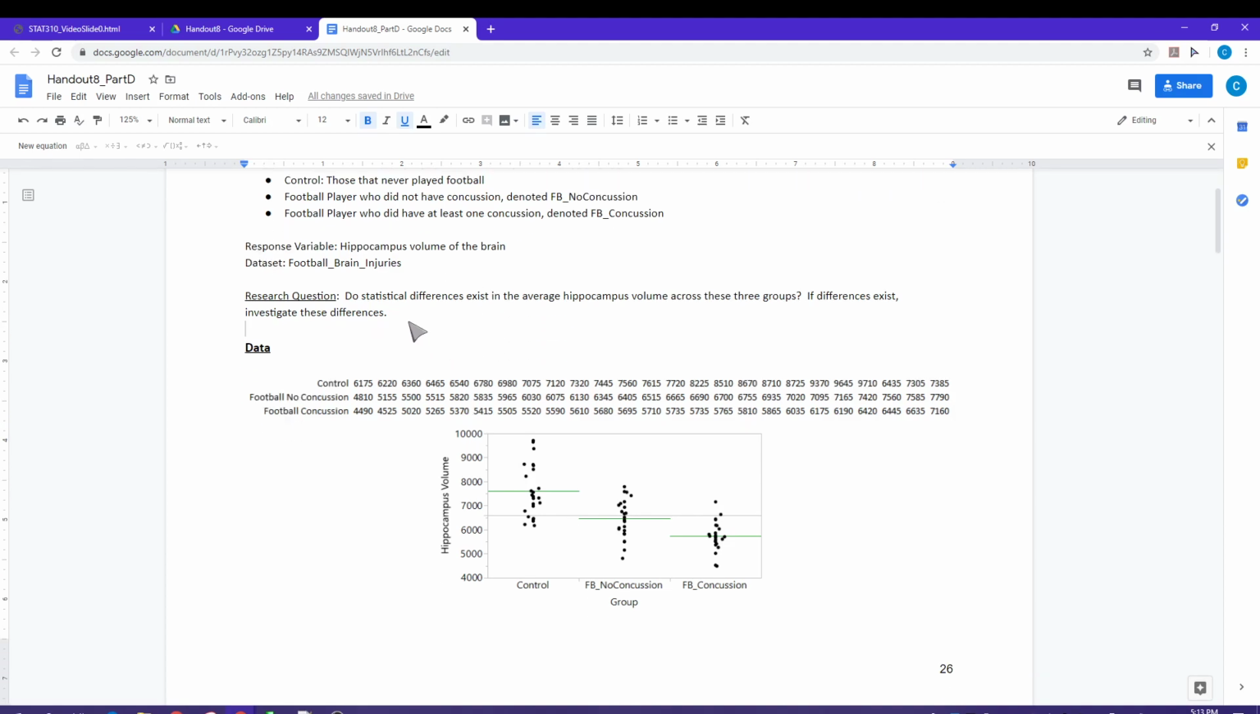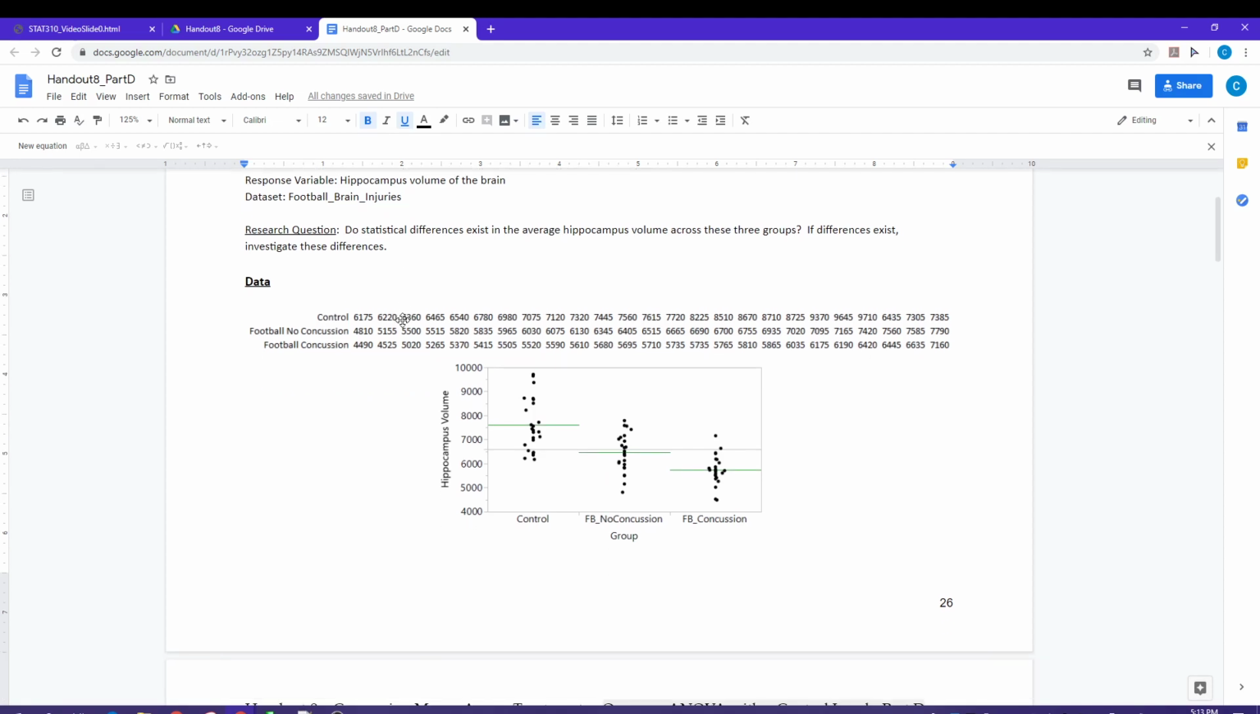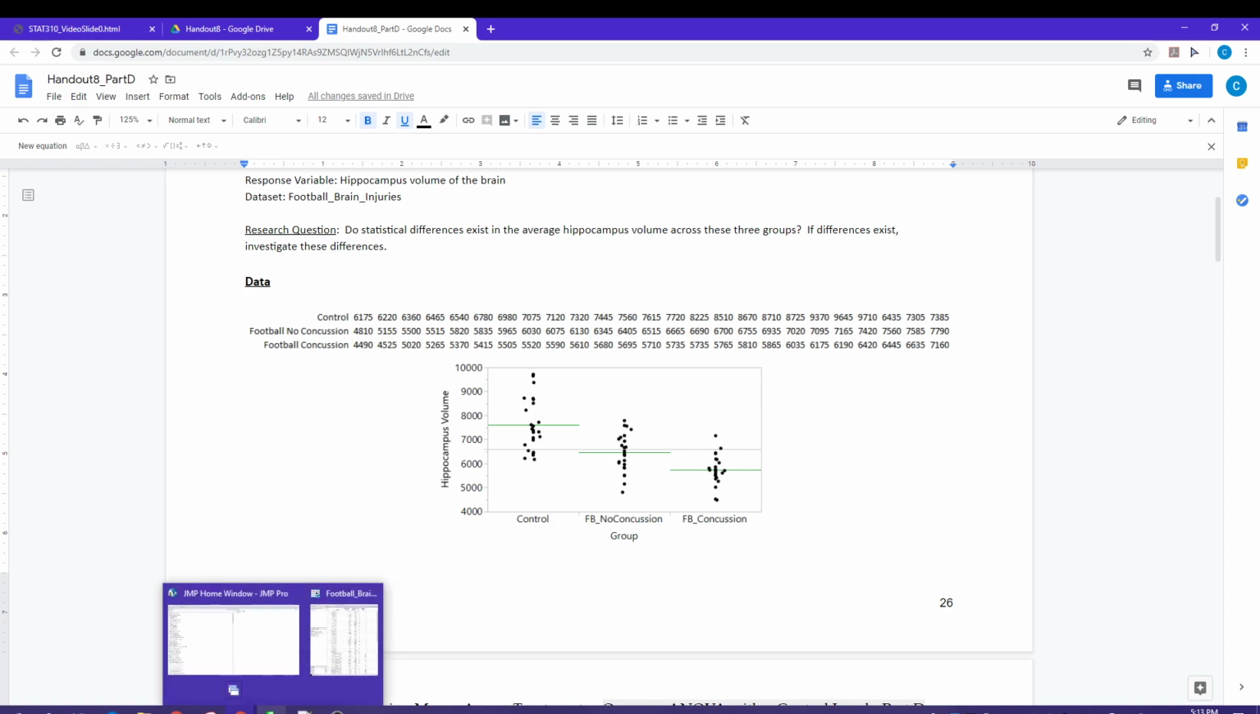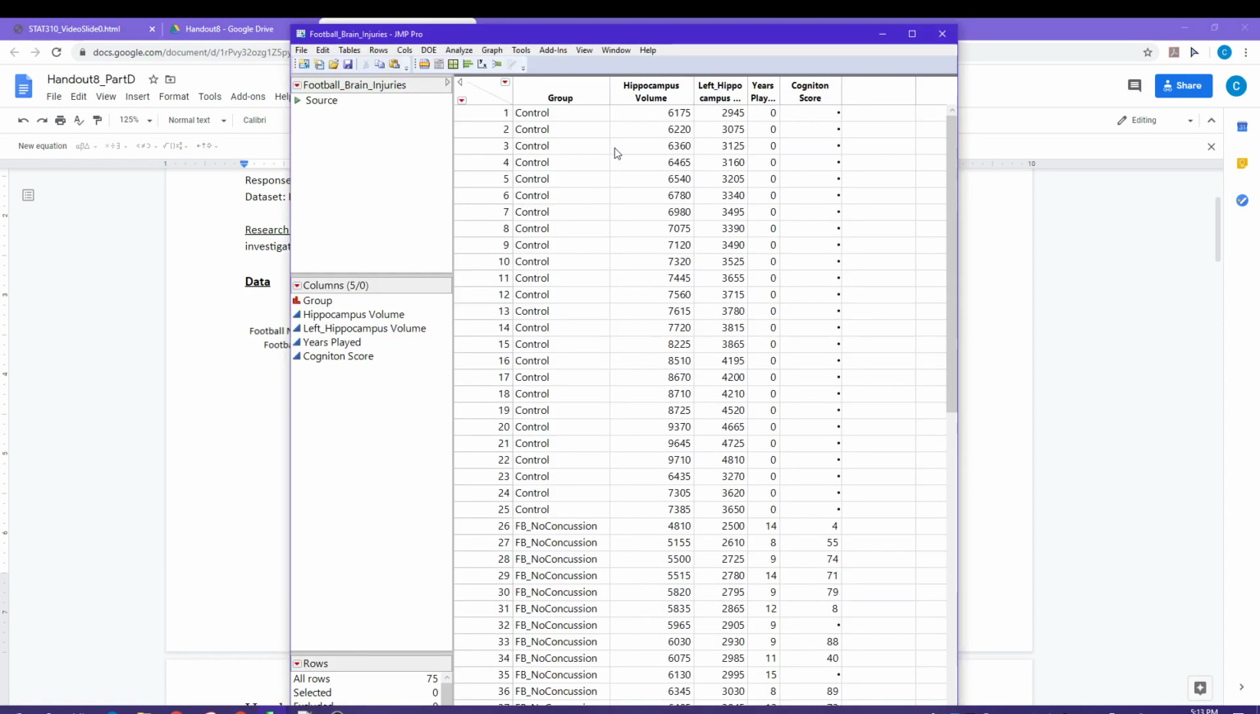The research question: do statistical differences exist in the average hippocampus volume across these three groups? If differences do exist, then investigate those. So that's giving us an indication that they want us to do multiple comparisons. Here's what the full data set looks like. But again, don't type that in. We can have that in JMP, and I'll go show you that now in JMP. So here's what the data set looks like.